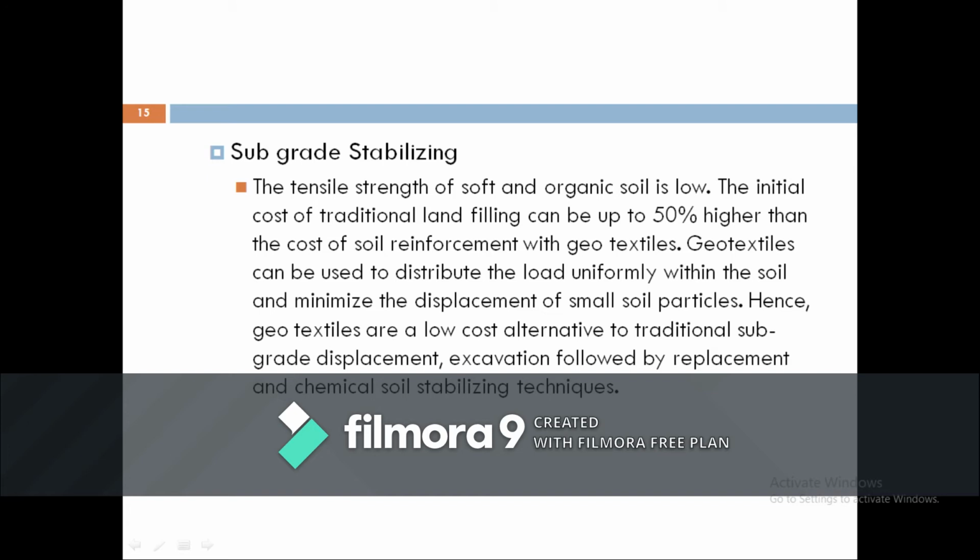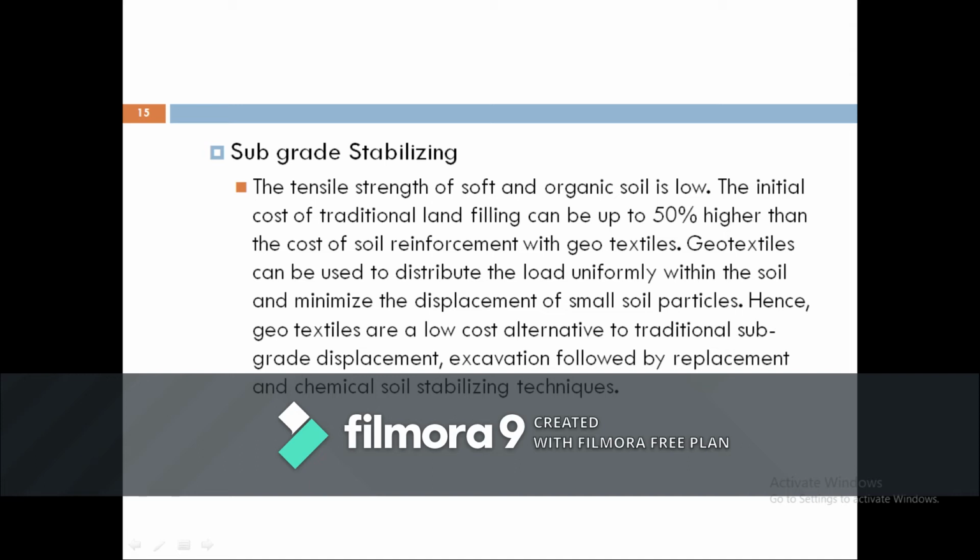Next, for subgrade stabilizing, the tensile strength of soft and organic soil is low. The initial cost of traditional land filling can be up to 50% higher than the cost of soil reinforcement with geotextiles. See, generally what happens, the tensile strength of organic soils is very much less. If I want to use the traditional land filling method, the cost will be more. But instead of traditional land filling, if I go for geotextile materials, then I am going to save 50% of the cost.